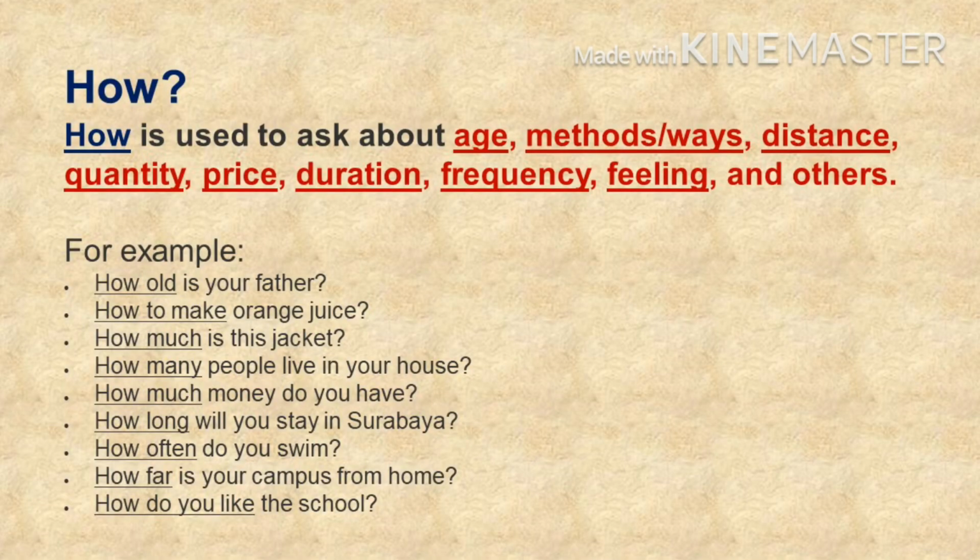Now, learners, let's see the examples of using WH how in a question. How is used to ask a couple of different things. Age, methods or ways, distance, quantity, price, duration, frequency, feeling, and others. For example, how old is your father? It asks about age.